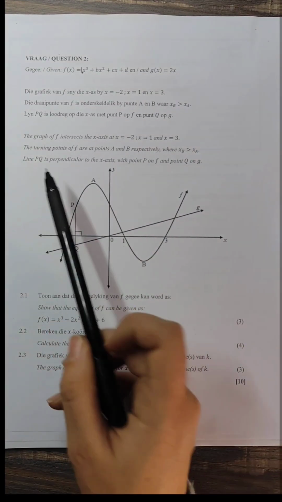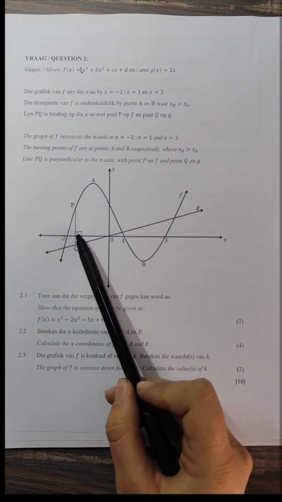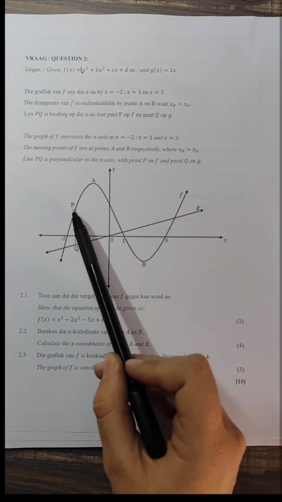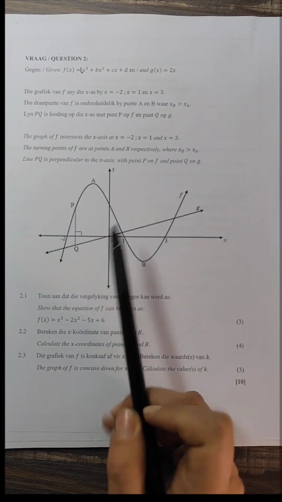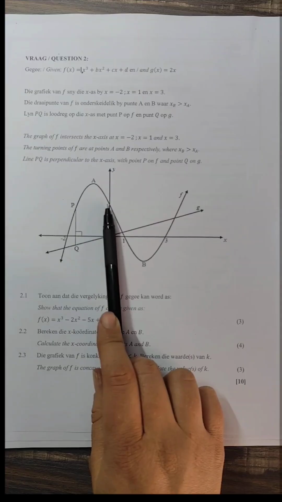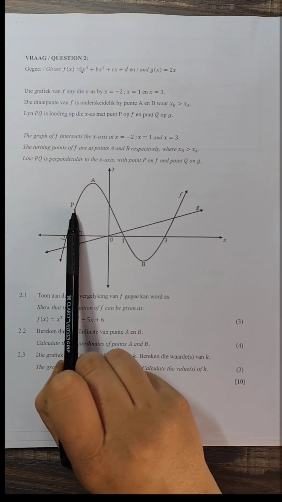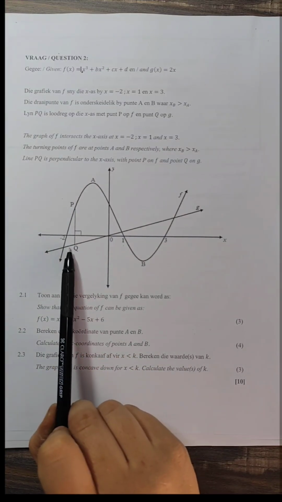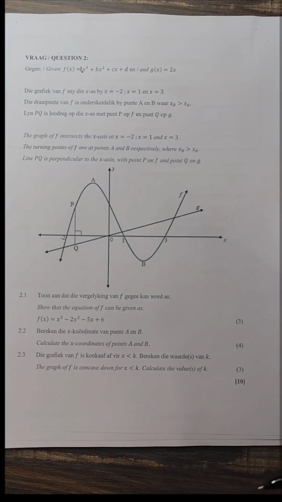And then lastly, it says line PQ is perpendicular to the x-axis, meaning they have the same x values, meaning also it's parallel to the y-axis. They could have also said parallel to the y-axis instead of perpendicular to the x-axis. It means the same thing. With point P on f and point Q on g. So that's the important information that they give us here.